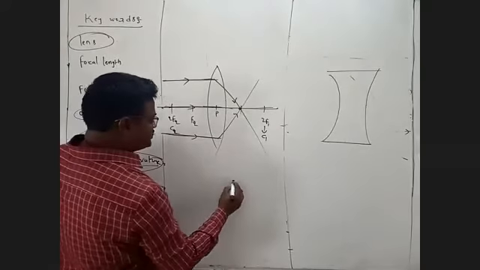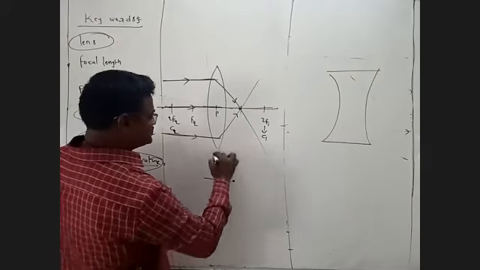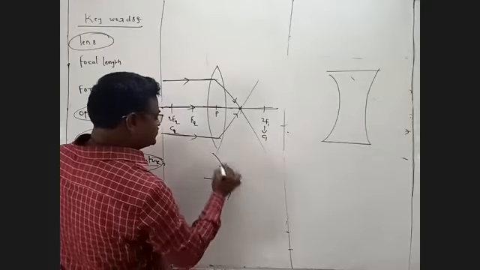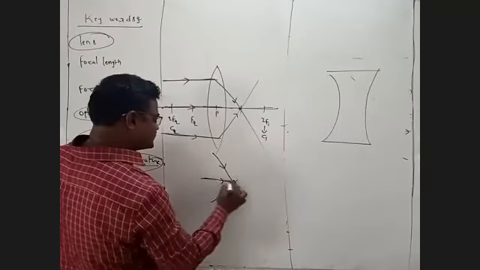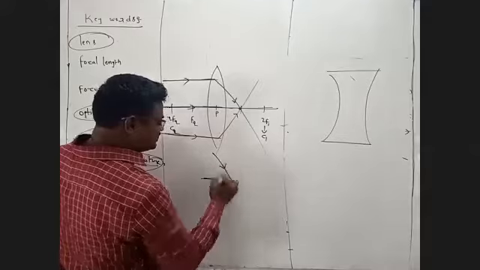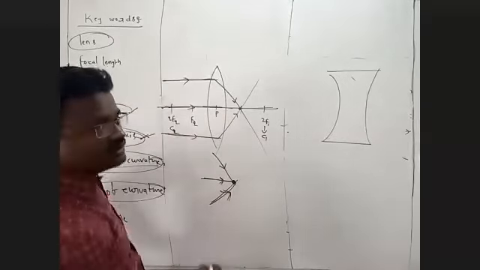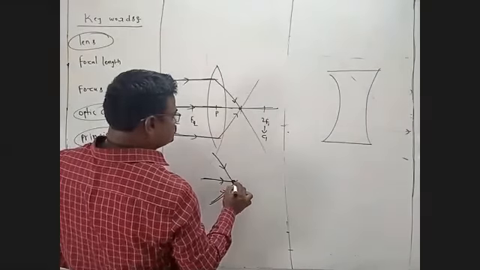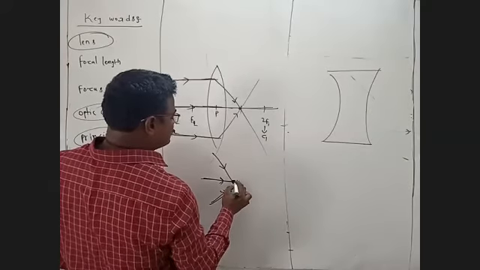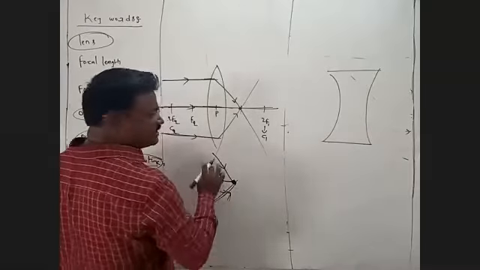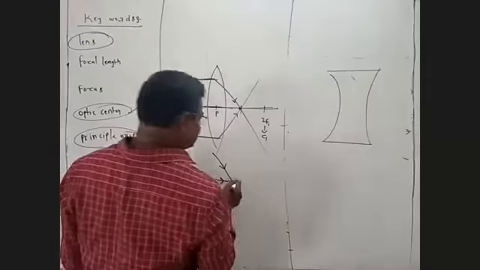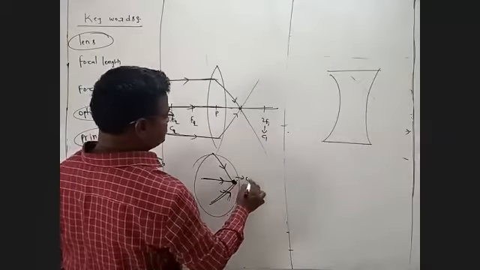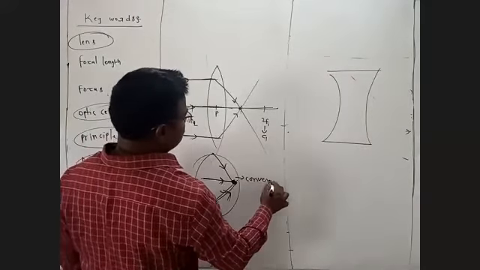So this is one point. This is a convergent ray. This is a refracted ray. This is one more refracted ray. This is another refracted ray. Three refracted rays are coming to and meet at this point because these are convergent rays.